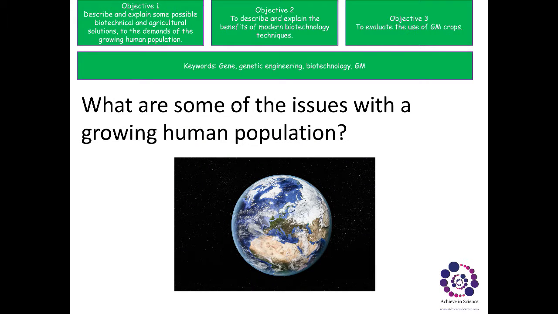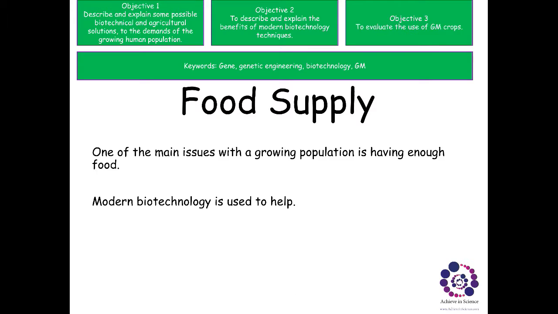What are some of the issues with a growing human population? Can you think of any? One issue is about food supply and ensuring that there is sufficient food to meet the growing demand with a growing population. This is where modern biotechnology can be used.